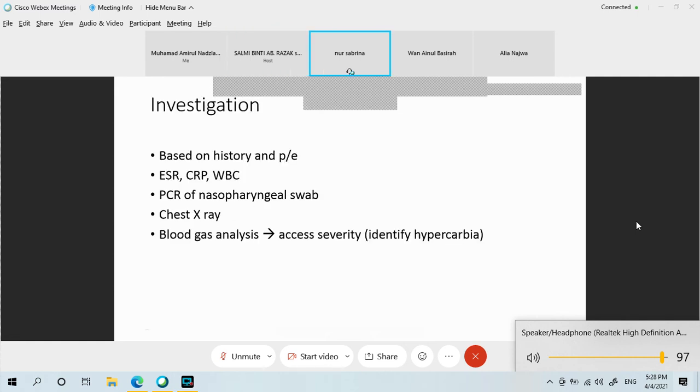ESR maksudnya ESR tu salah lah. Bukan, kenapa you nak ambil ESR? Ni bukan TB pun. Kenapa you nak ambil? Oh, I think because I want to rule out any bacterial infection.